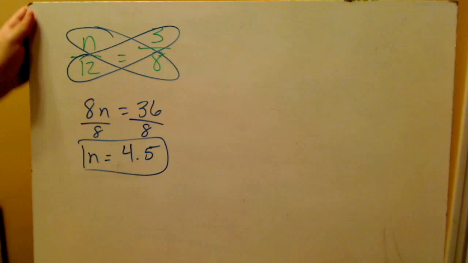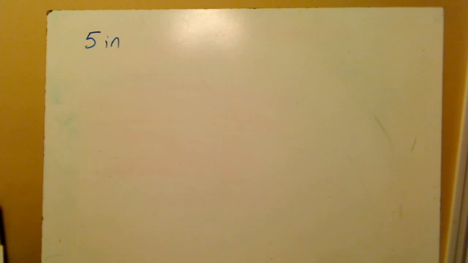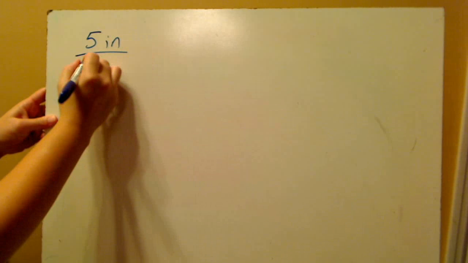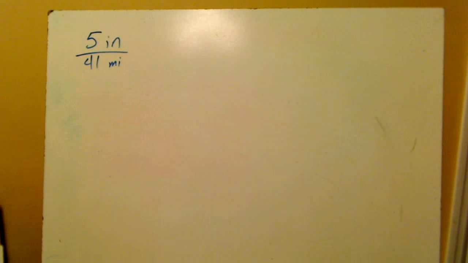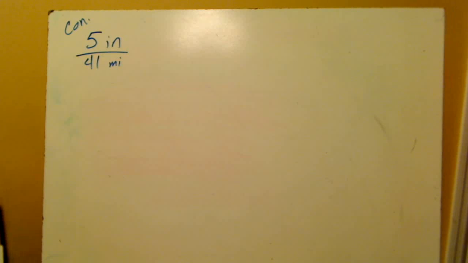Last example is a word problem I'm going to run through. It talks about an atlas and the scales of a map, and it says Connecticut is 5 inches for every 41 miles. And because we're dealing with proportions and ratios, that's exactly how I'm going to set it up. So I've got 5 inches for every 41 miles. And then that's for Connecticut. And then it says the scale map for Texas is 5 inches for every 144 miles.